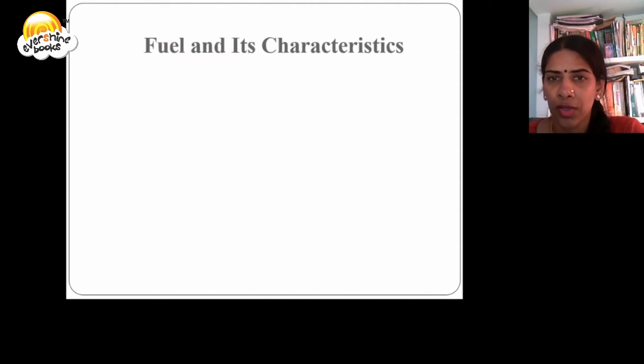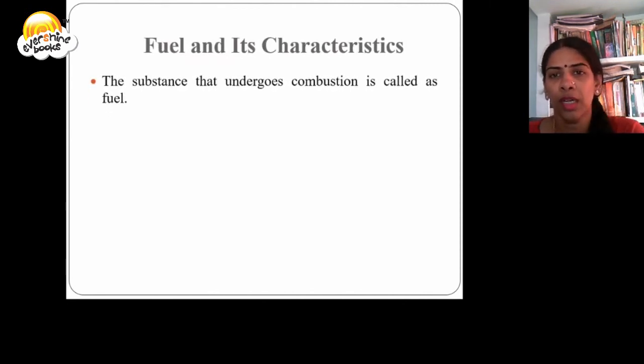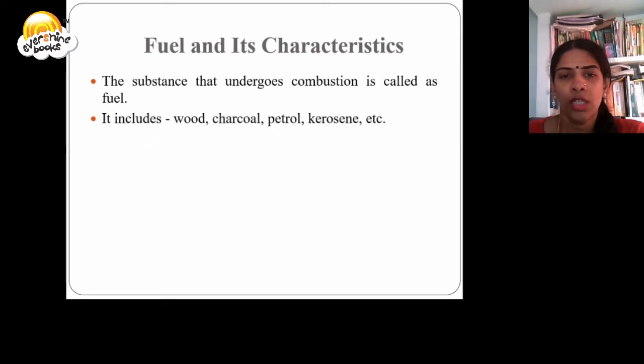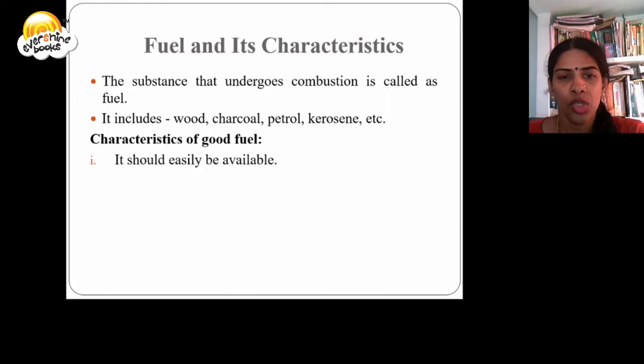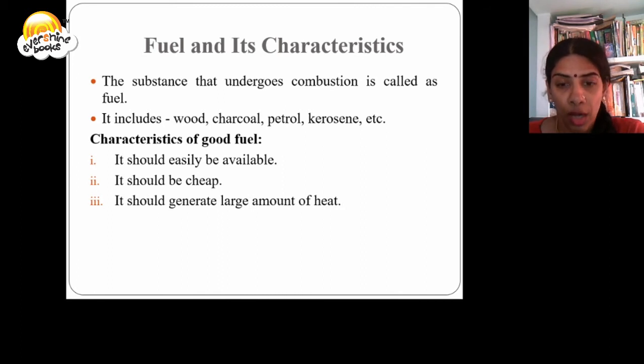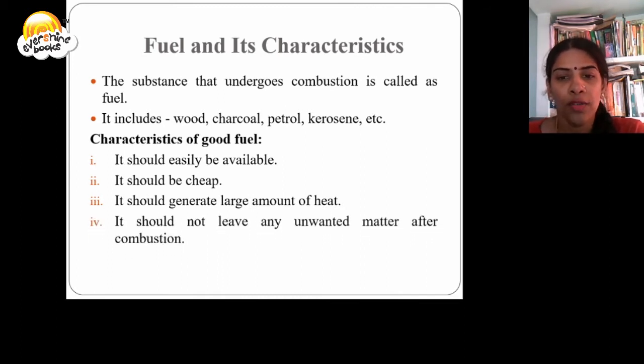Fuel and its characteristics. The substance that undergoes combustion is called fuel. It includes wood, charcoal, petrol, kerosene, etc. Characteristics of a good fuel. It should easily be available. It should be cheap. It should generate a large amount of heat. It should not leave any unwanted matter after combustion. We can say it should not leave any residues.